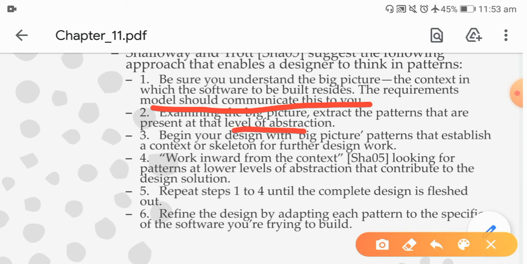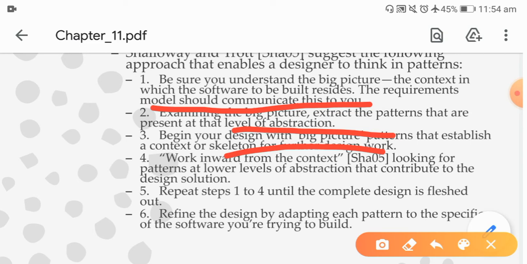Second one is examine the big picture. Extract the patterns that are present at that level of abstraction. Begin your design with the big picture, that is, patterns that establish a context or skeleton for further design work. That is, when you design a system, your system should be able to accommodate changes whenever the requirements of the customer increase.